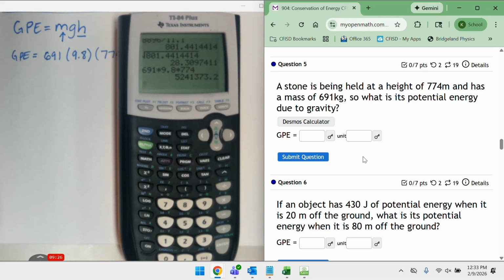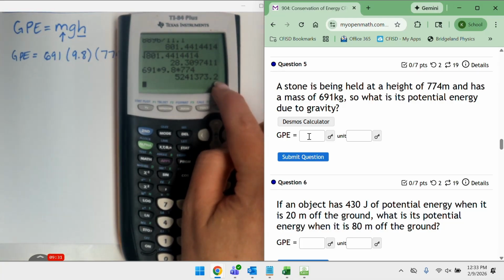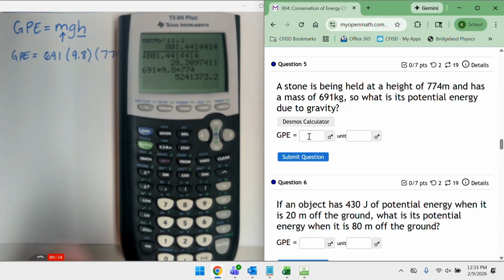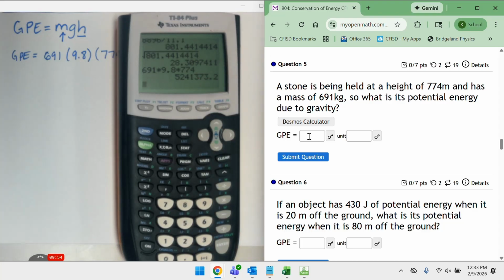Because again, the default here for MyOpenMath is 2 decimal places. Now this one's 0.2, so technically 0.20. It's not spitting out the extra digit because it's not there. But if you're using an Inspire and you have it reported in scientific notation, this might present a problem because it might be telling you 5.241 times 10 to the 6th power. So you might have 5.241 e 6. And that's going to be counted wrong.